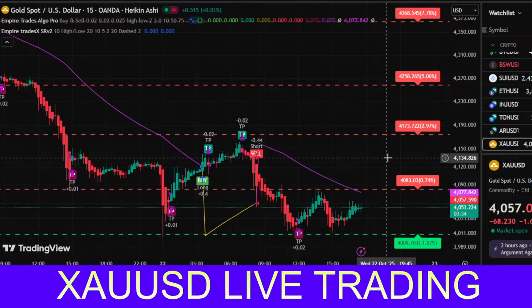A double bottom pattern is a bullish reversal pattern that often signals the end of a downtrend and the beginning of an uptrend. This technical analysis pattern is characterized by two distinct lows at approximately the same level, separated by a moderate peak in between. It resembles the letter W and indicates that the asset's price has found a support level twice, suggesting a potential reversal in market sentiment from bearish to bullish.